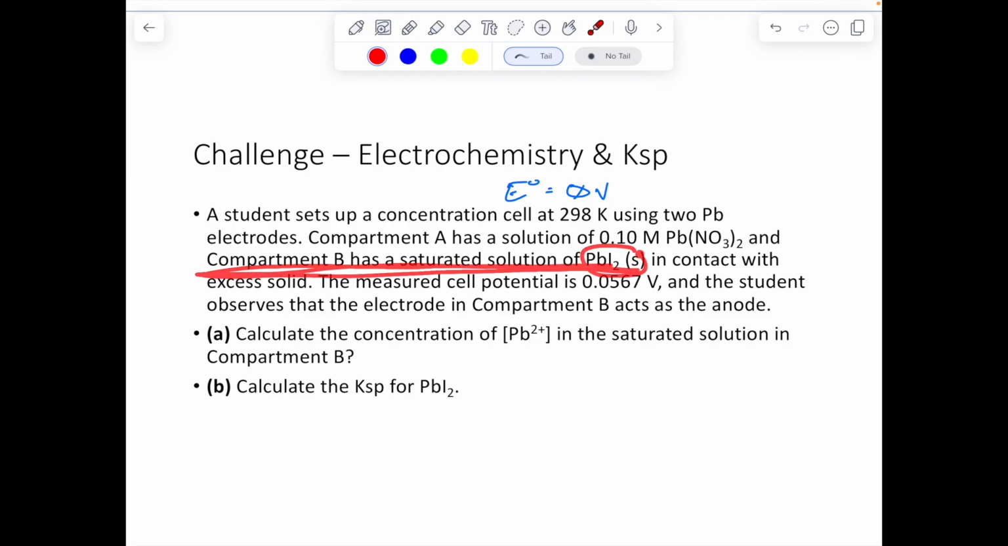Lead iodide is not a very soluble compound. It makes a precipitate, so our concentration is going to be pretty low. If that's acting as the anode, we know that it's going to be lower than 0.1. And we know that our measured cell potential is 0.0567, and our standard cell potential is 0 volts. It says calculate the concentration of the lead in the saturated solution in compartment B.